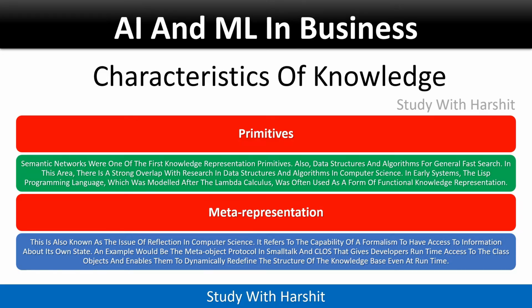This is also known as the issue of reflection in computer science. It refers to the capability of a formalism to have access to information about its own state. An example would be the meta-object protocol in Smalltalk and CLOS that gives developers runtime access to the class objects and enables them to dynamically redefine the structure of the knowledge base even at runtime.